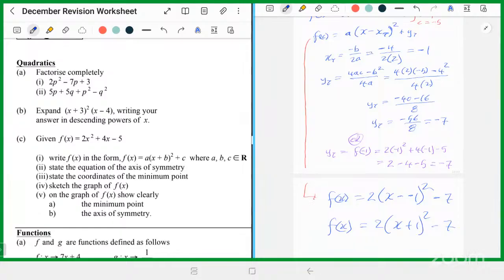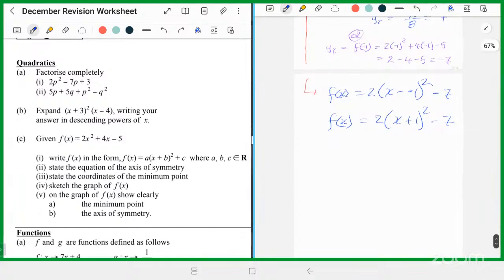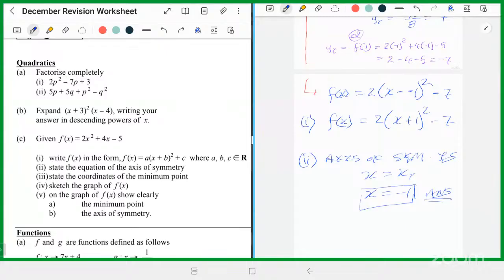Yes, sir. Alright. Next part says, state the equation of the axis of symmetry. It's x equals the xt value, right? So that was part 1 that we just did. Part 2 now, the axis of symmetry is x equal whatever the value of the turning point is. So it's x equal -1. That's the answer. This is the equation of that axis of symmetry. X equals -1. X equals whatever the xt value is.